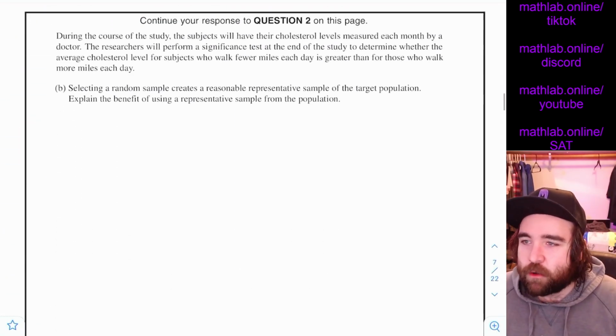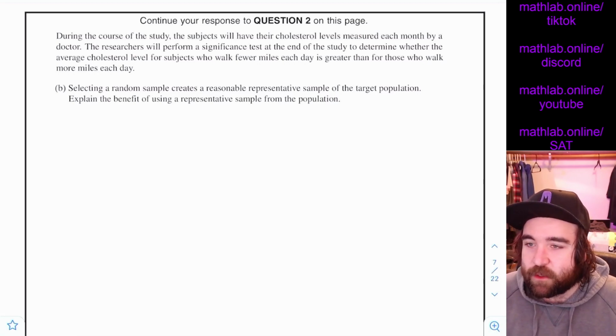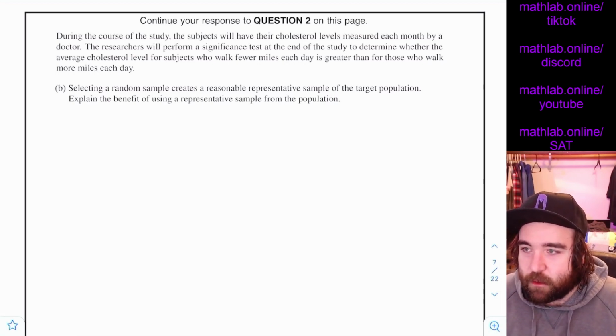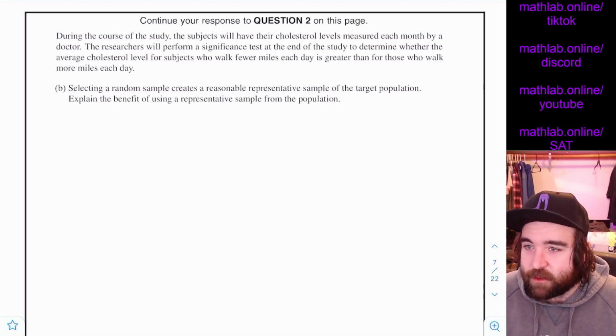Anyway, during the course of the study, the subjects will have their cholesterol levels measured each month by a doctor. The researchers will perform a significance test at the end of the study to determine whether the average cholesterol levels for subjects who walk fewer miles each day is greater than those who walk more miles each day. Selecting a random sample creates a reasonable representative sample of the target population. Explain the benefits of using a representative sample from the population.